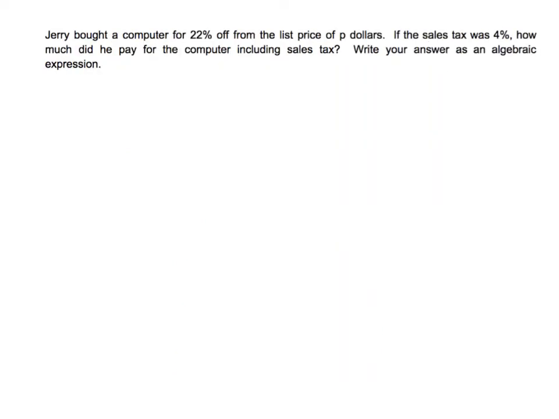Last one, it says Jerry bought a computer for 22% off from the list price. So 22% off. The list price is P dollars. Sales tax was 4%. How much did he pay for the computer, including the sales tax? Write your answer as an algebraic expression. So the important thing to remember here is the order. We have the list price. To this list price, we are going to subtract the 22% discount. Then, from that, we will apply sales tax by multiplying.